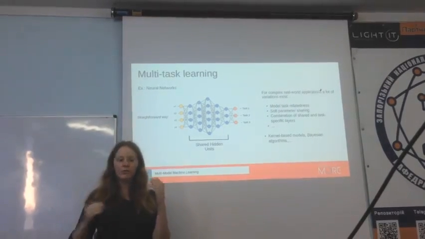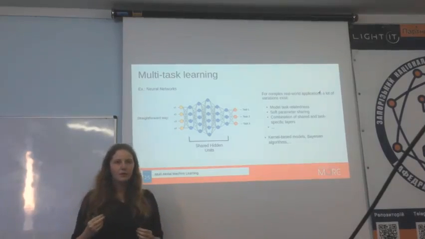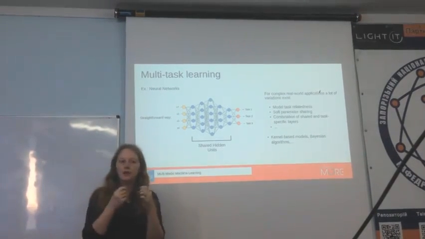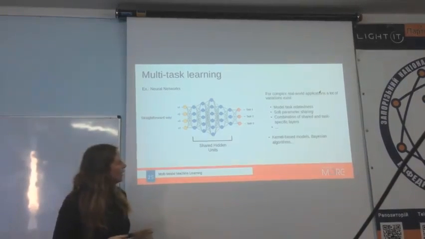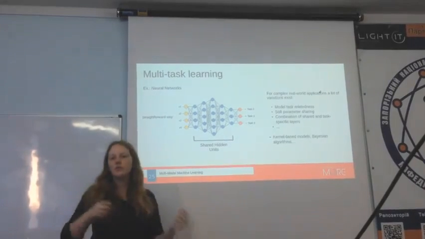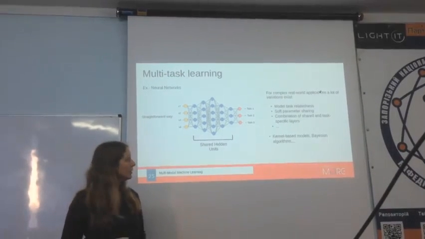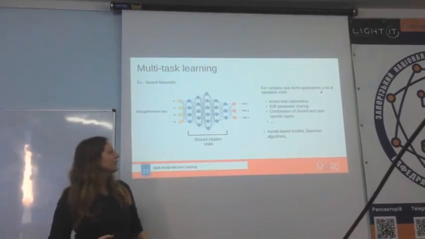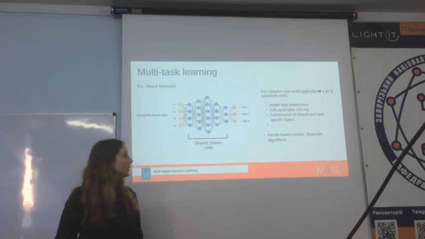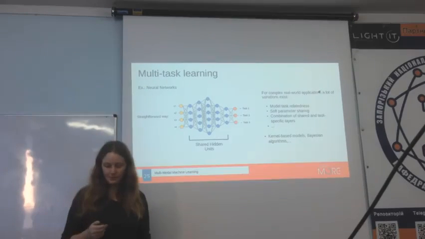going to put some specific criteria on the nodes, that they have to be close together, or something like that. And then you can also have a combination of shared hidden units and task-specific units. And then, of course, you also have task models which are based on kernel-based models or on Bayesian algorithms.